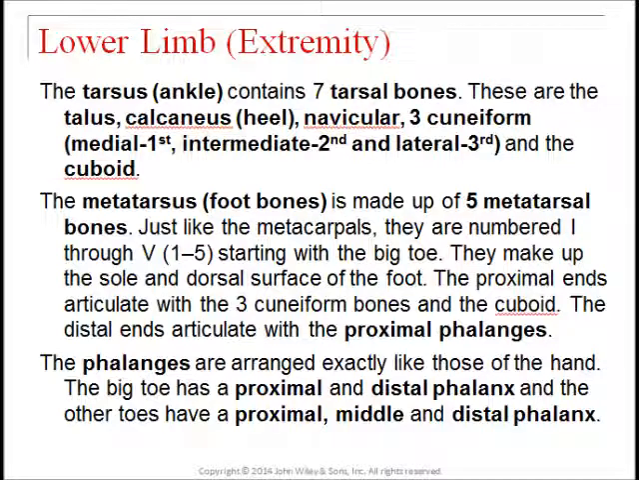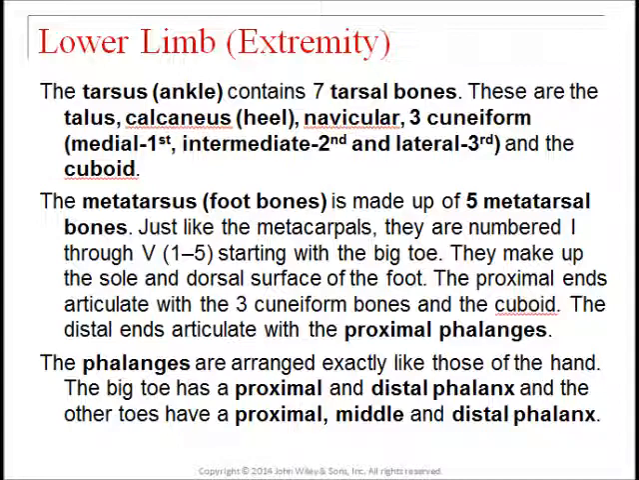Similar to the bones of the hand, we have the bones of the ankle. Now, the ankle is also called the tarsus, so for that reason we will call the bones of the ankle the tarsal bones. And there are 7 of them. So we have 8 carpal bones in the hand and 7 tarsal bones. Those tarsal bones are named the talus, the calcaneus, which is our big heel bone, the navicular, the cuboid, and we have 3 cuneiforms, which are called medial, intermediate, and lateral cuneiform.